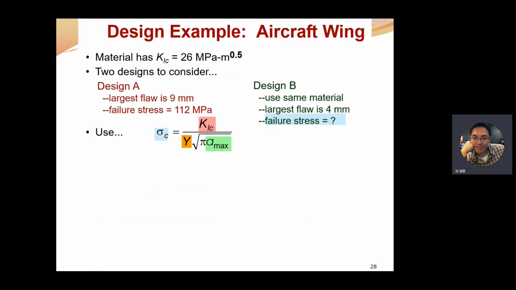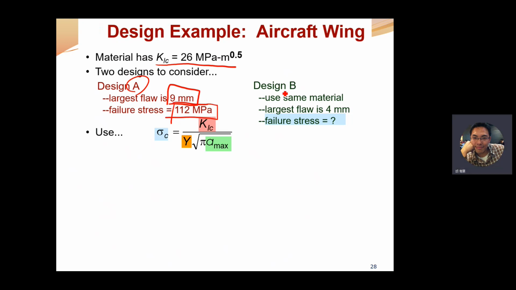So let's look at some example about the aircraft wing. We already mentioned that the fracture toughness K1C is a material property, right? And we have to consider two designs, design A and B. For design A, the largest flaw size is 9 millimeter. Wow, it's almost 1 centimeter. And the failure stress is 122 megapascal.